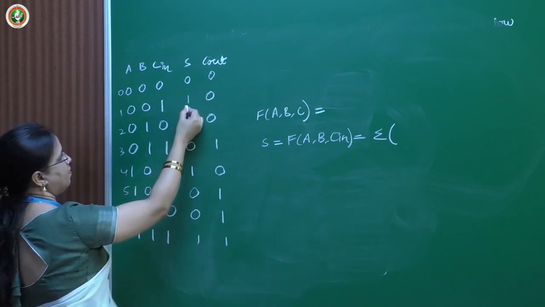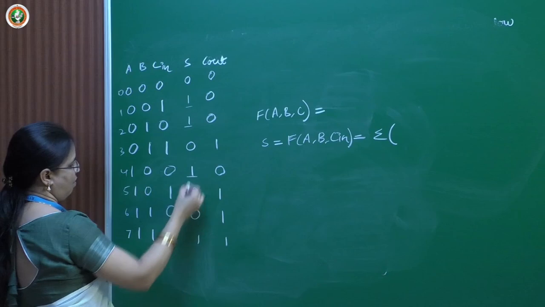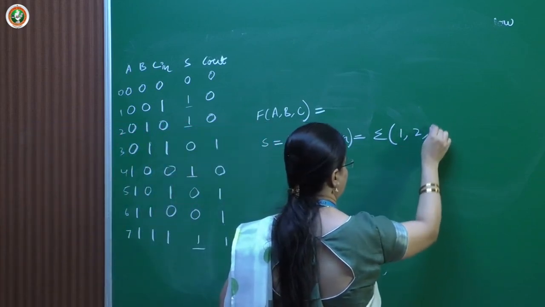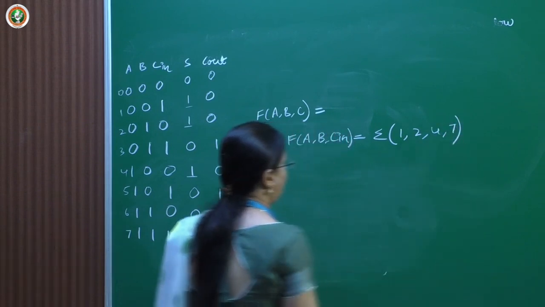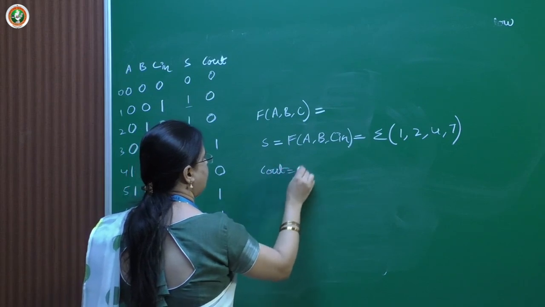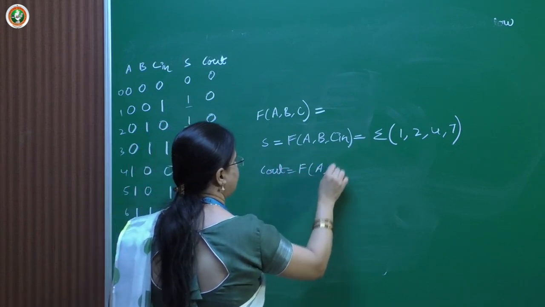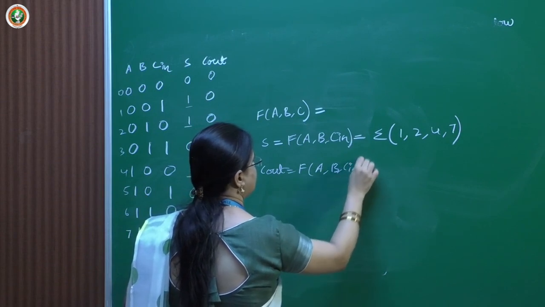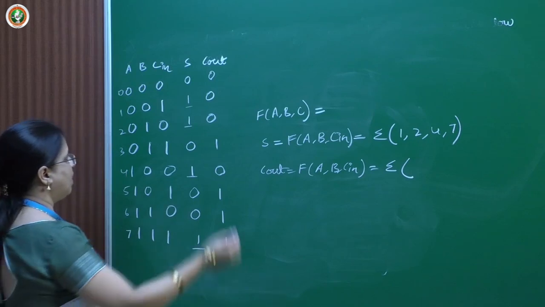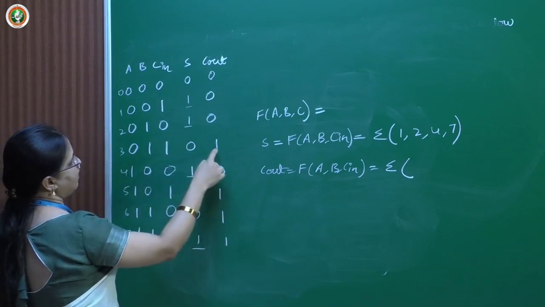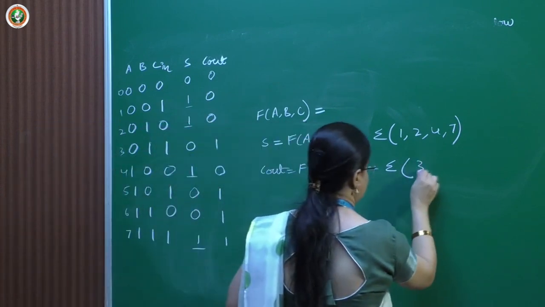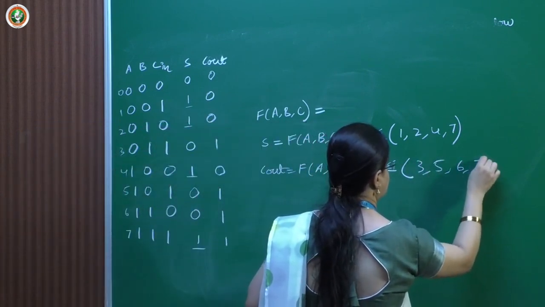You can see for sum, 1, 2, 4 and 7 are high. So I am going to write 1, 2, 4 and 7 are high. Then for your carry out, again I can represent your carry out as a function of three variables and identify the one entries. So what are the one entries we have? You can see we have 3, 5, 6, 7. So I have to write 3, 5, 6, 7.